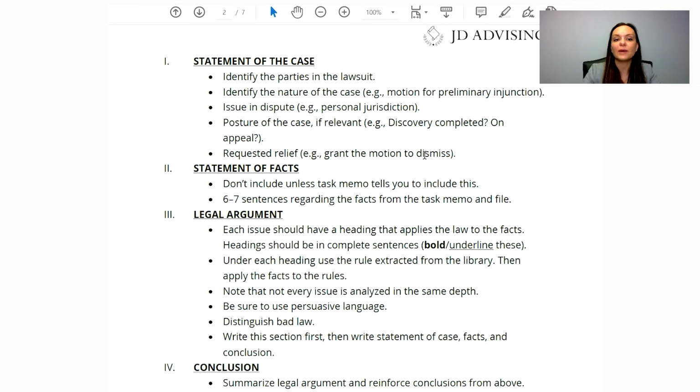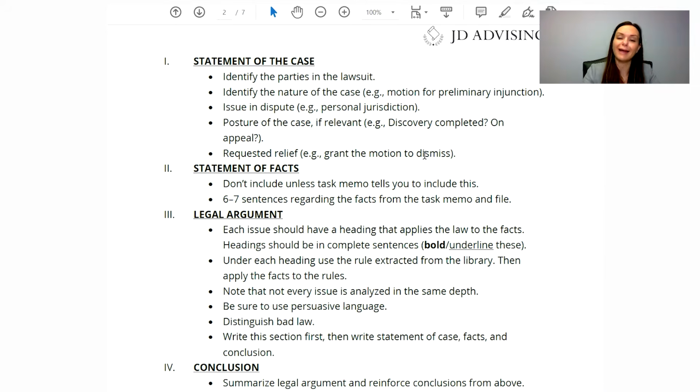And then the last thing you want to make sure you touch upon in your statement of the case section is your requested relief. So for instance, if you are drafting a motion to dismiss and the brief in support, of course you want the court to grant that. You're going to want to reiterate that here in the statement of your case. I always like to think of the statement of the case as kind of like a little mini summary about who are the parties and what is going on and what do you want, essentially.